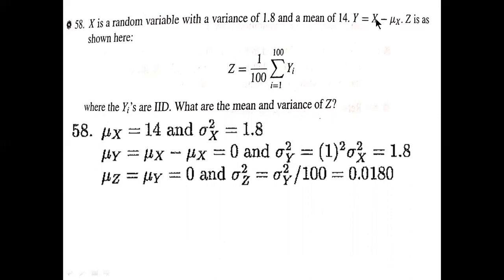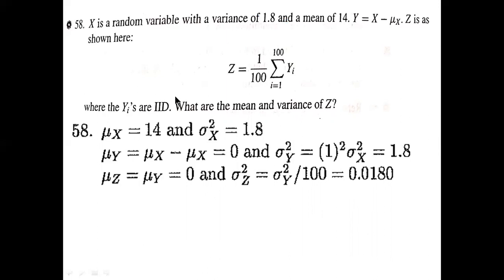If it was ax here, then variance of y will be equal to a squared variance of x. So a is here 1, coefficient of x is 1. Therefore, we have here 1 squared sigma x squared. That will just turn out to be 1.8.